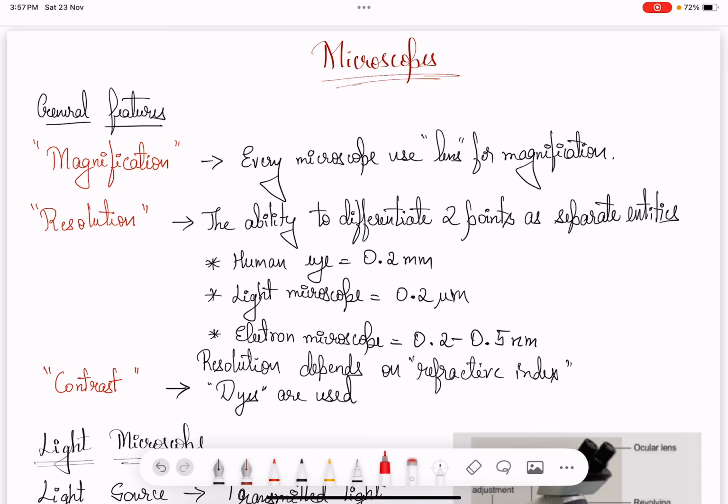Hello everyone. Today we are going to study about the microscopes. Why are microscopes used? Microscopes are used to see the microorganisms.